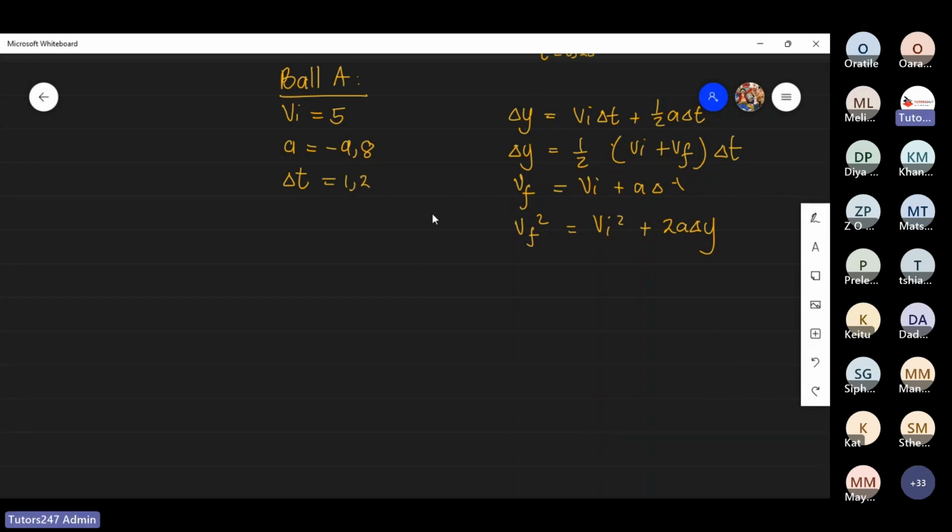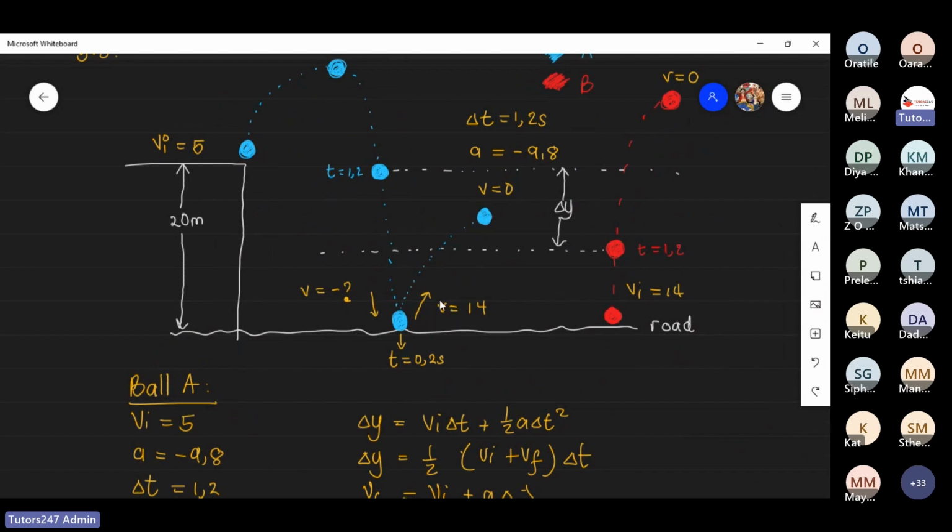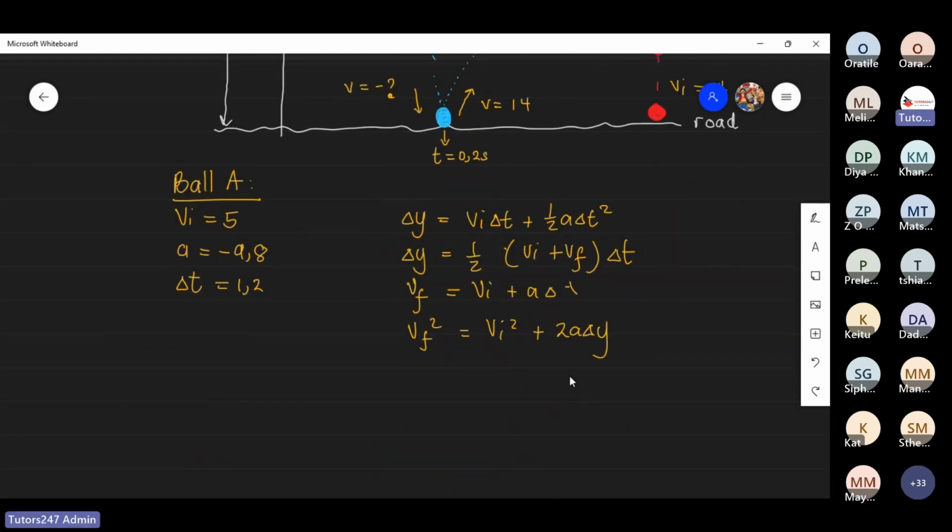So keep in mind that we cannot use this 14 meters per second for ball A, the velocity with which it left the ground. The reason being is that we don't know if that velocity is within that 1.2 seconds. We don't know if the ball hit the ground, then 1.2 seconds was completed. We have no idea yet. So we cannot use the velocity with which it hit the ground, nor can we use the velocity with which it rebounded. Keep that in mind because we don't know if those velocities were within the 1.2 second period. So this is the information that we have regarding ball A.